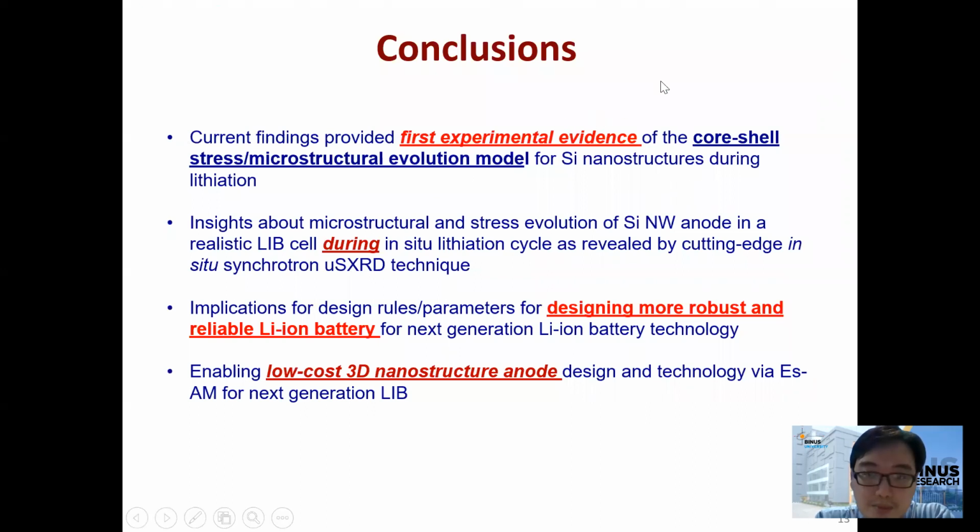So in conclusion, we have shown experimentally that the nanostructures will prevent the crack, will reduce the stress. So the nanostructures is very beneficial for this anode. Next, we also propose a low-cost method to make a 3D nanostructure anode. Which is in the future, we will use the carbon or maybe silicon materials to make 3D nanostructure anodes by electrospinning.